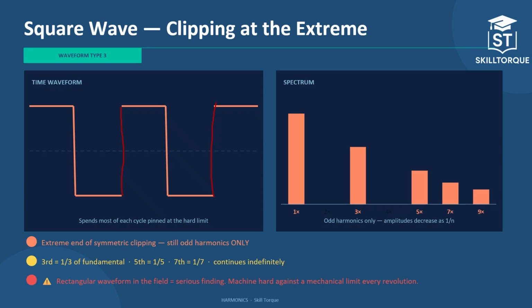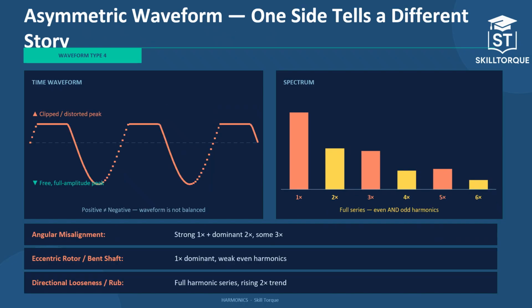Now we will discuss the fourth one, the asymmetric waveform. Asymmetric waveform means one side of the waveform looks very different from the other. The positive peaks are at different heights from the negative peaks. Asymmetry produces both even and odd harmonics. The fault list that causes it reads like a diagnostic grade set: angular misalignment, eccentric rotor, bent shaft, directional looseness, lots of examples. All this stuff we are going to clear in the next sessions, when we start all kinds of fault analysis in this series.